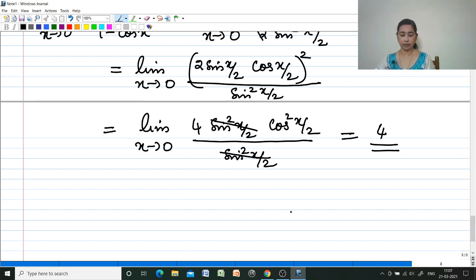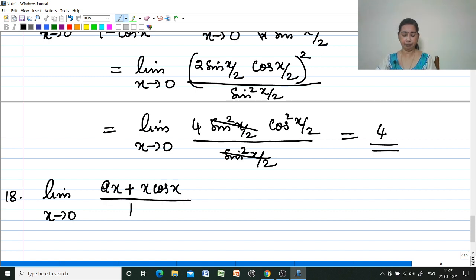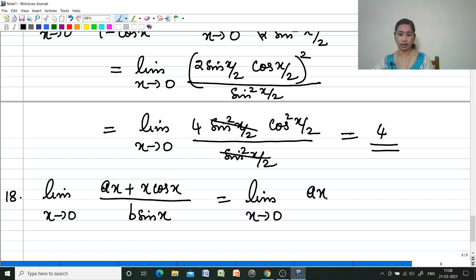Okay. Now next one, question number 18. Limit x tends to 0, ax plus x cos x divided by b sin x. So how can we apply the limit? For that we have to separate it. That is, this can be written as limit x tends to 0, ax by b sin x plus x cos x by b sin x.